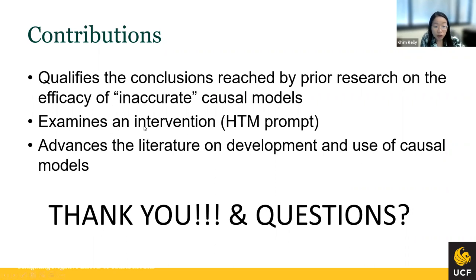We examined a simple intervention, an HTM problem. We found that it was useful in mitigating some of the negative effects. So overall, I think we hope that we are advancing the literature on the development and the use of causal models in organizations. So with that, thank you very much for your time and your attention, and I'm happy to take any questions.